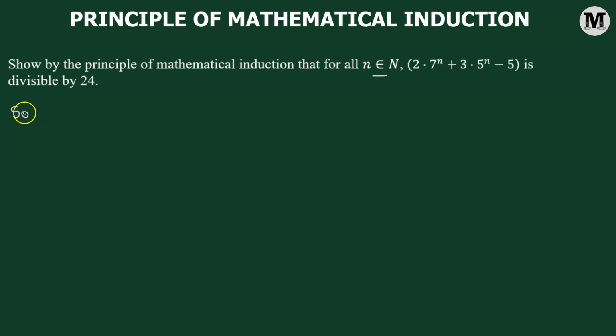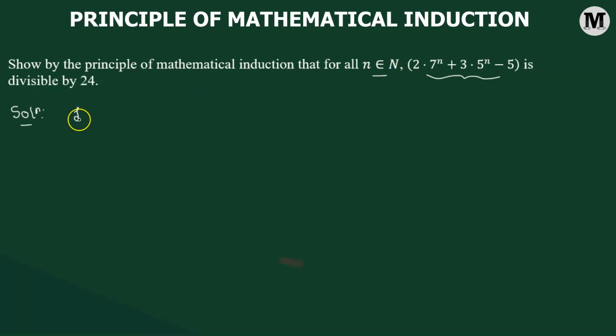Okay, let us begin. However, before beginning, we need to understand that we are not here to prove that this expression is divisible by 24. Rather, we need to show that this statement is a true statement. That means it's going to be always true for any natural number that we pick up. Okay, so let us begin.